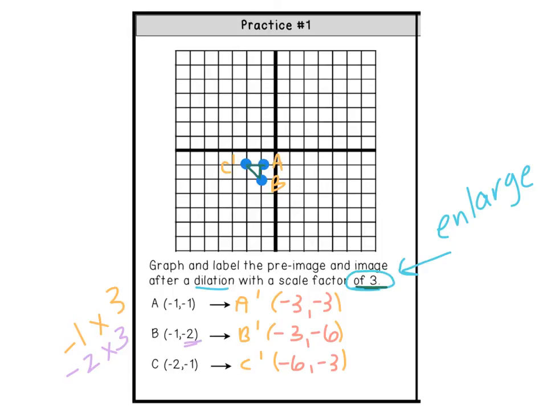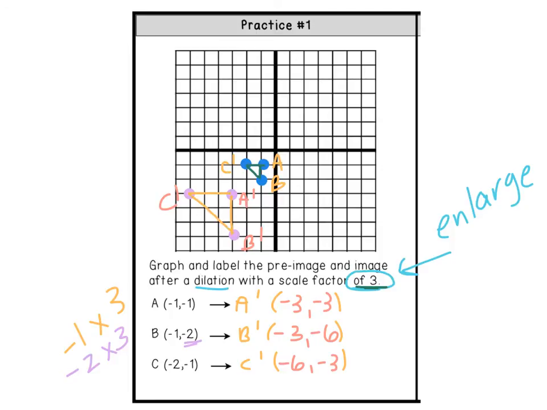All right, let's go ahead and graph it. Hopefully you're getting really, really good at your graphing skills by now. So negative 3, negative 3, I'm sorry, is right here. And that will be A prime. Okay, next up is negative 3, negative 6. So that's right there. So that's B prime. And our final point is negative 6, negative 3. 1, 2, 3, 4, 5, 6. Okay, right here. And yeah, you can see how it's stretched. So let's connect.